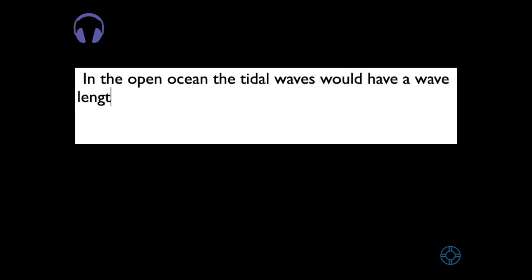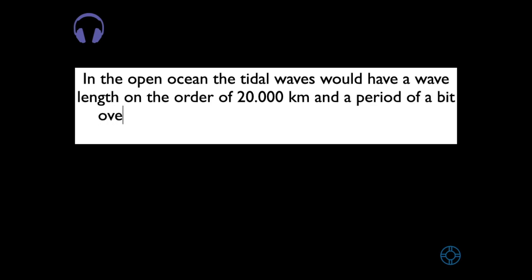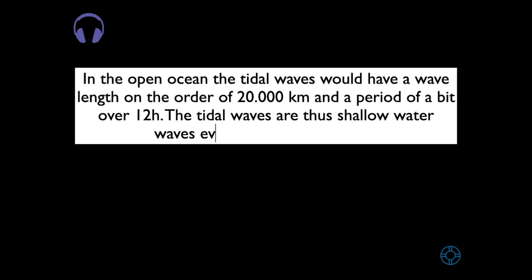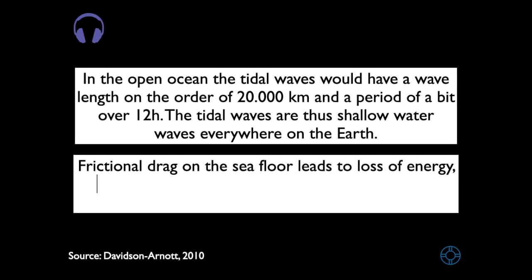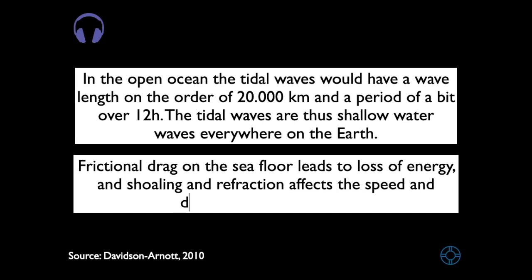In the open ocean, the tidal waves would have a wavelength on the order of 20,000 kilometers and a period of a bit over 12 hours. The tidal waves are thus shallow water waves everywhere on the Earth. Frictional drag on the sea floor leads to loss of energy, and shoaling and refraction affects the speed and direction of propagation.